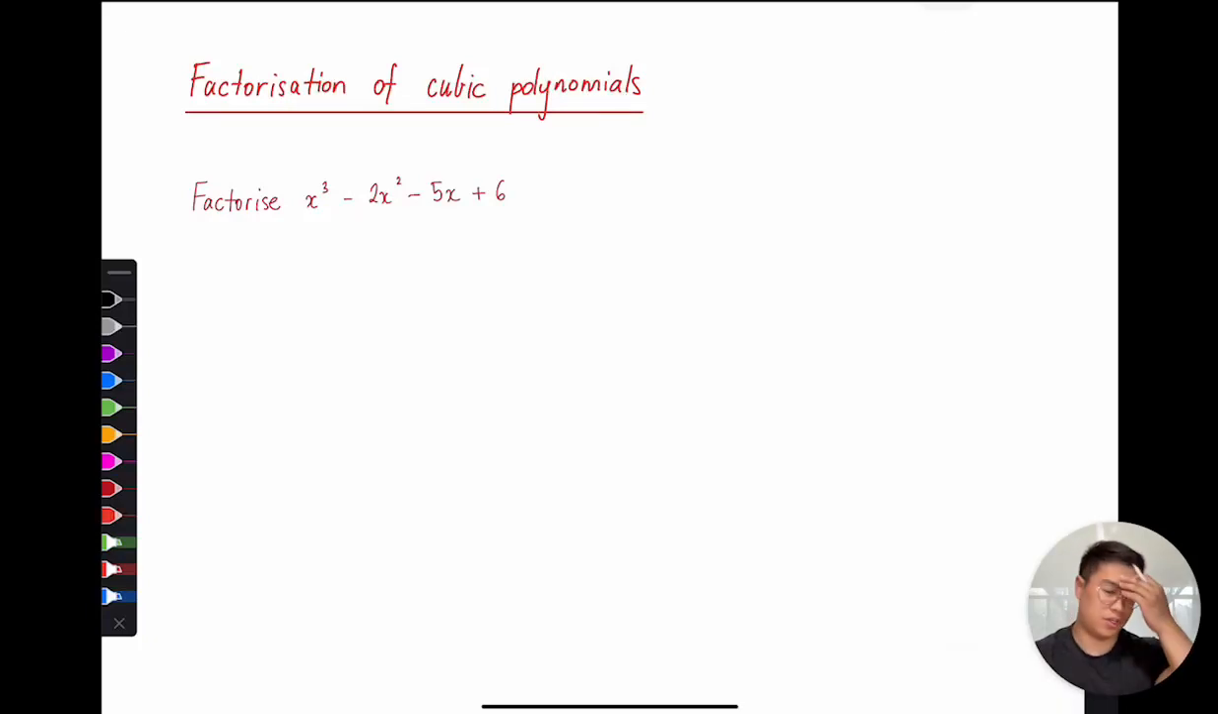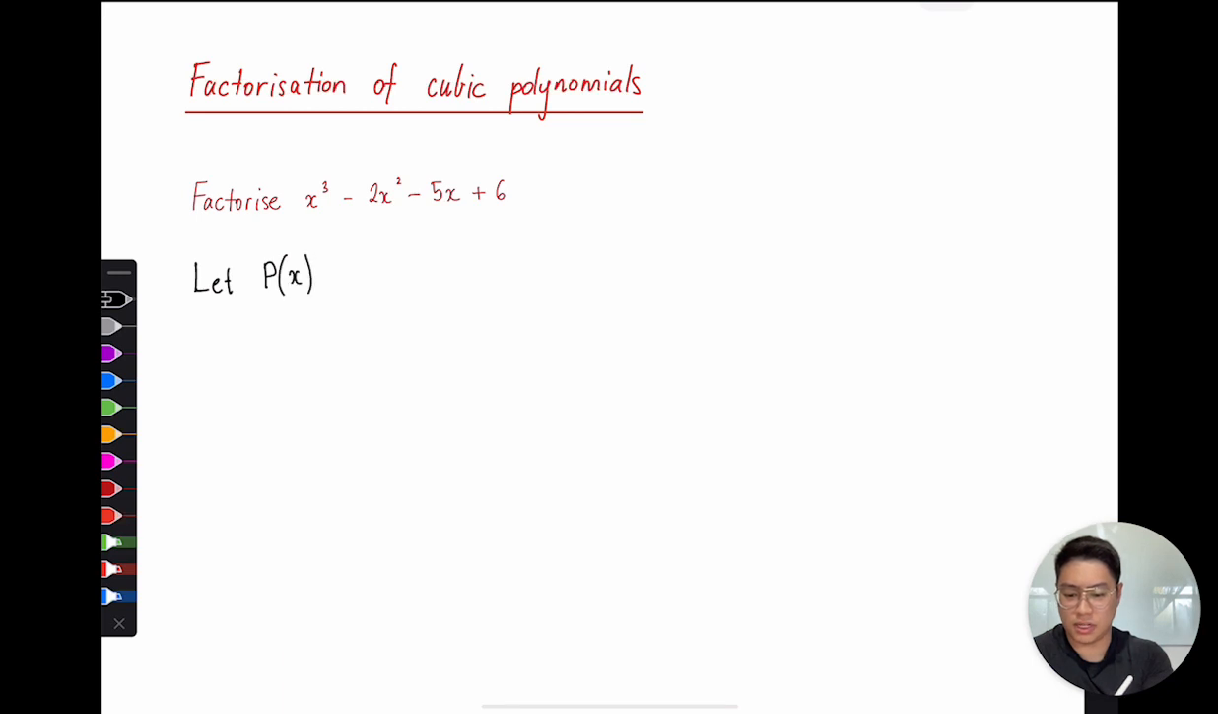So for this question here, we are going to look at factorizing cubic polynomials. For this particular expression here, notice that there is no function definition. So what we're going to do first is let this equal a particular function. I'm going to let it equal p of x, because the capital P there will stand for a polynomial.